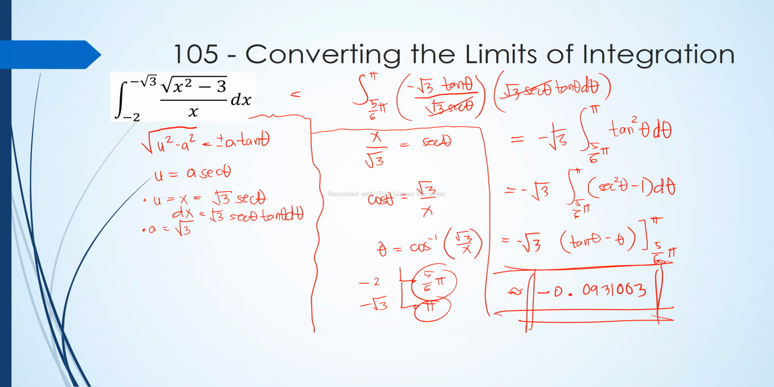So this is converting the limits of integration. Since in the previous examples we had the indefinite integral, we did not care about the limits. Now we have the definite integral, and the first form is with respect to x. Then we use the trigonometric substitution, and our variable is theta. Therefore, we also need to change the lower and upper limits from with respect to x to with respect to theta.